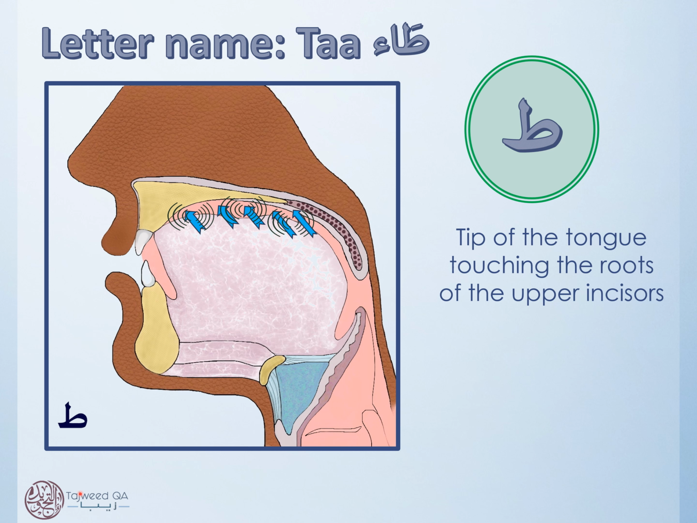So the letter name is Ta, and the phonetic sound is also Ta. The Ta shares its articulation point with the letters Dal and Ta, which we've had previously, which were both thin letters. So you can see the difference here: the articulation point is the same, i.e. the tip of the tongue is touching the roots of the upper incisors, but because it's a thick letter and it possesses certain characteristics, you can see that the tongue is elevated again, the entire upper surface of the tongue is elevated towards the roof of the mouth, and there's also concaving in the middle of the tongue, and there's narrowing in the throat.